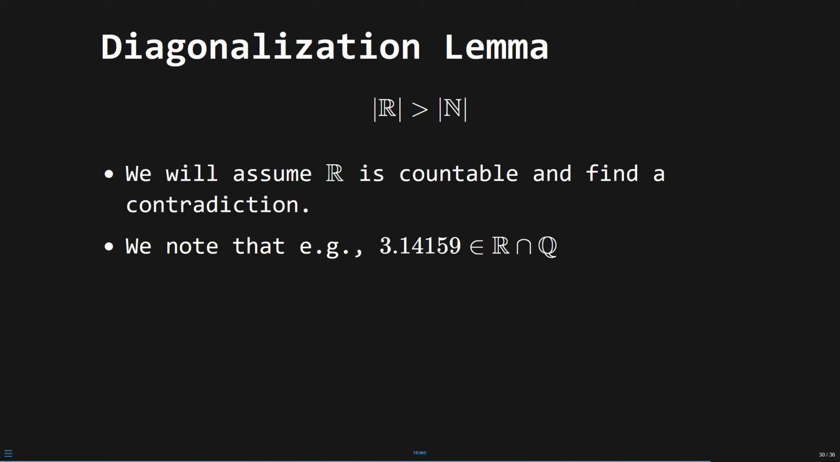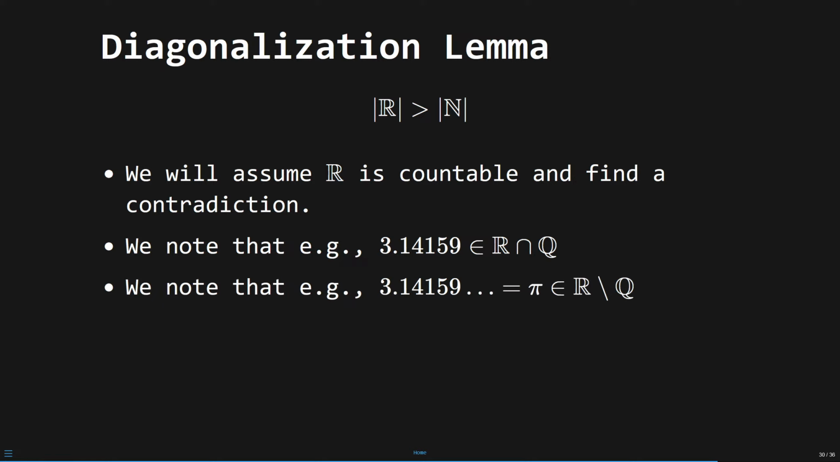3.14159 is, let's see if I can say this out loud, 314,159 divided by 1 million. That is a member of the reals, and that is a member of the rationals, because that is a fraction. Pi is a transcendental number. It has no fractional form. It provably has no fractional form. The proof is out of scope of this class. Go take a number theory class. Pi is an element of the reals that is not an element of the rationals.